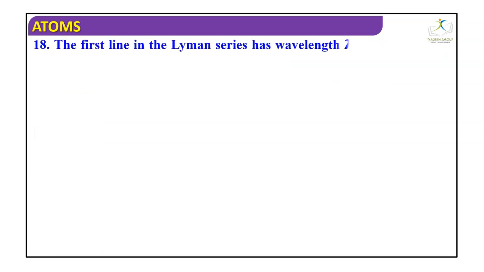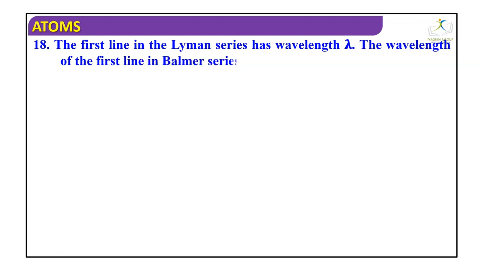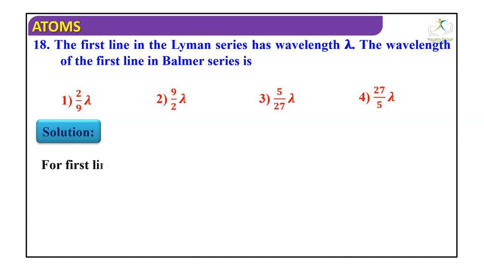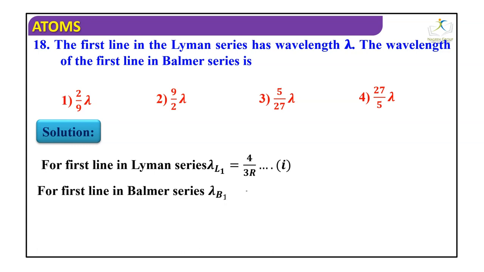Last question: the first line in the Lyman series has a wavelength lambda. The wavelength of the first line in the Balmer series is 2 by 9 lambda, 9 by 2 lambda, 5 by 27, 27 by 5. Let's move to the solution part, students. For the first line of the Lyman series, lambda L1 is equal to 4 by 3R, which we can call equation 1.